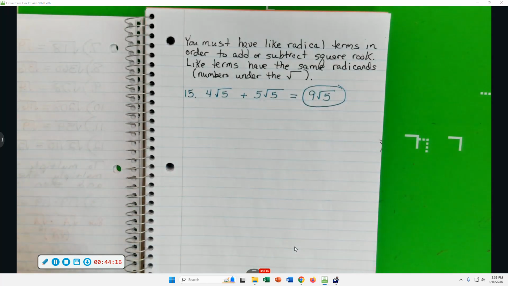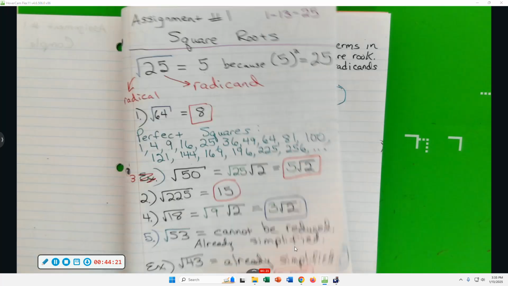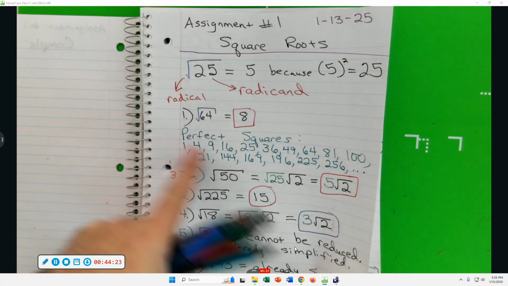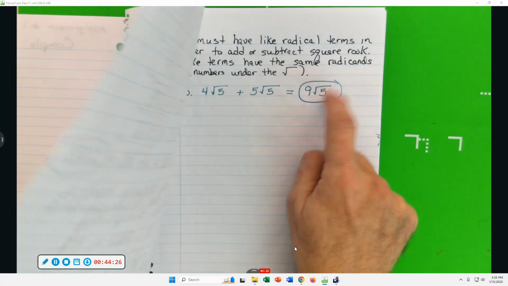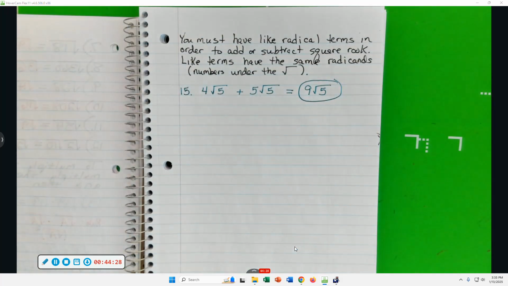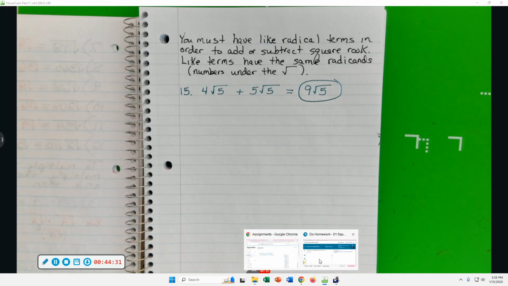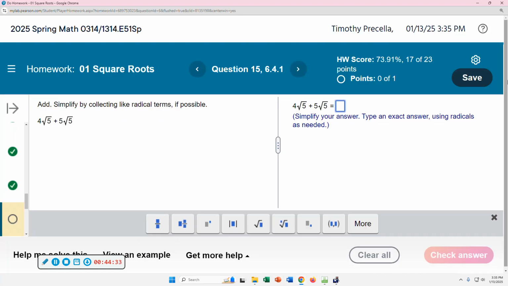That's the answer. I know I can't reduce square root of 5. There's no perfect square that divides evenly into 5, and 5 is certainly not a perfect square. So we type 9 square root of 5. This is like adding like terms with variables. 4x plus 5x is 9x. And that's all based on the thing like 4 dogs plus 5 dogs is 9 dogs. Okay?